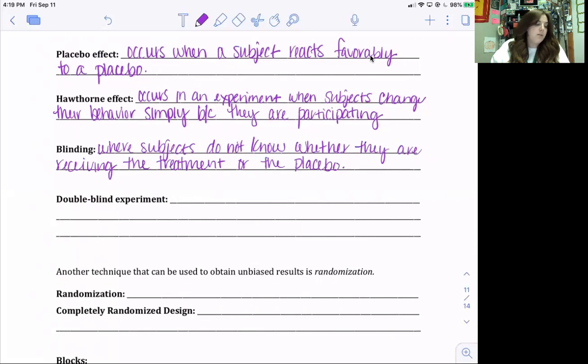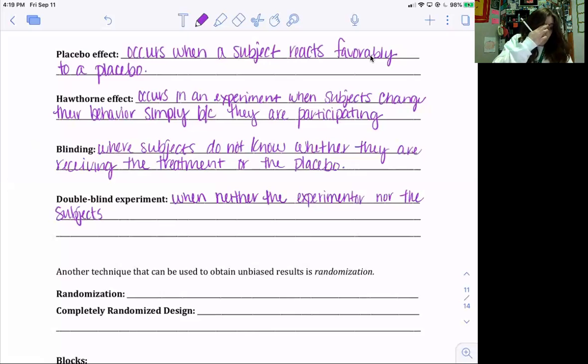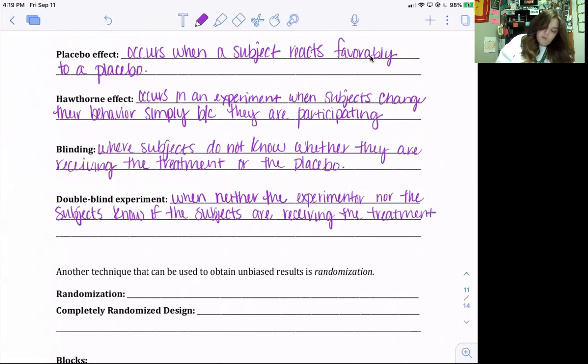And then we have a double blind experiment, and this is when neither the experimenter nor the subjects know if the subjects are receiving the treatment or the placebo. And this helps prevent bias.